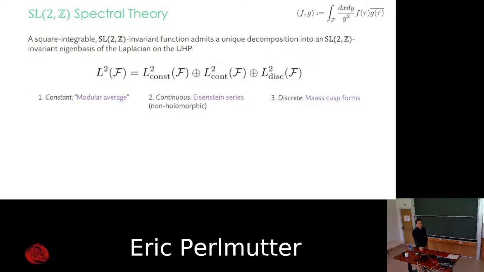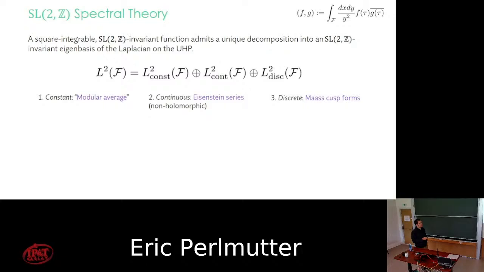All right. So let me introduce this spectral theory as I know it. The main statement is that a square integrable SL2Z invariant function admits a unique decomposition into an eigenbasis, which is also SL2Z invariant. And this eigenbasis has three subspaces. So these are square integrable functions on the modular surface F.